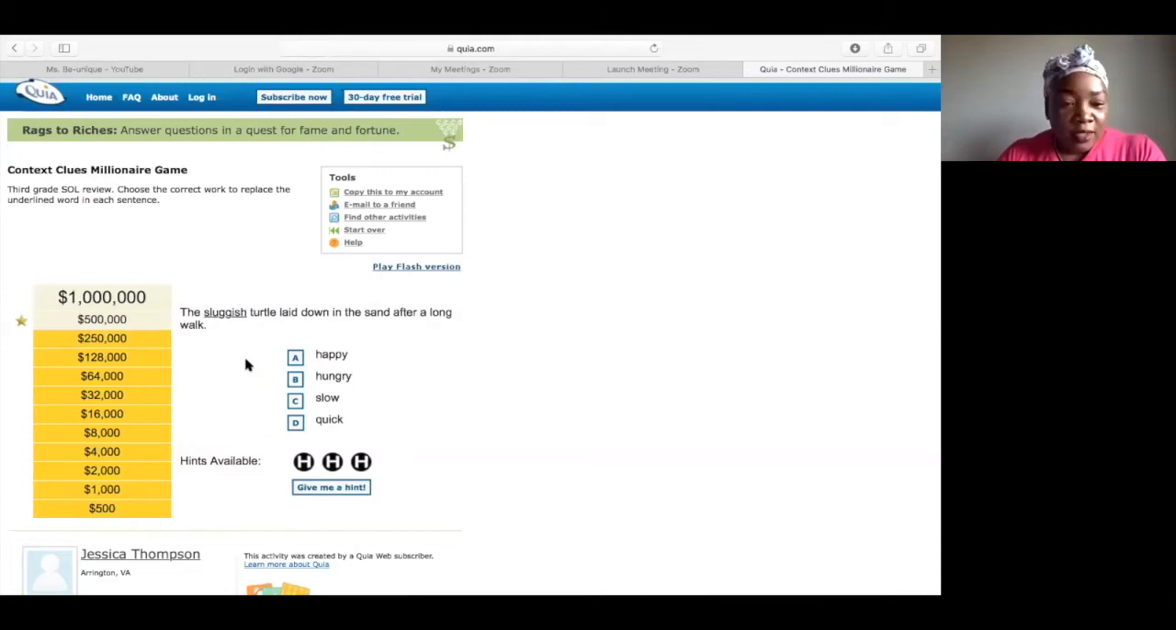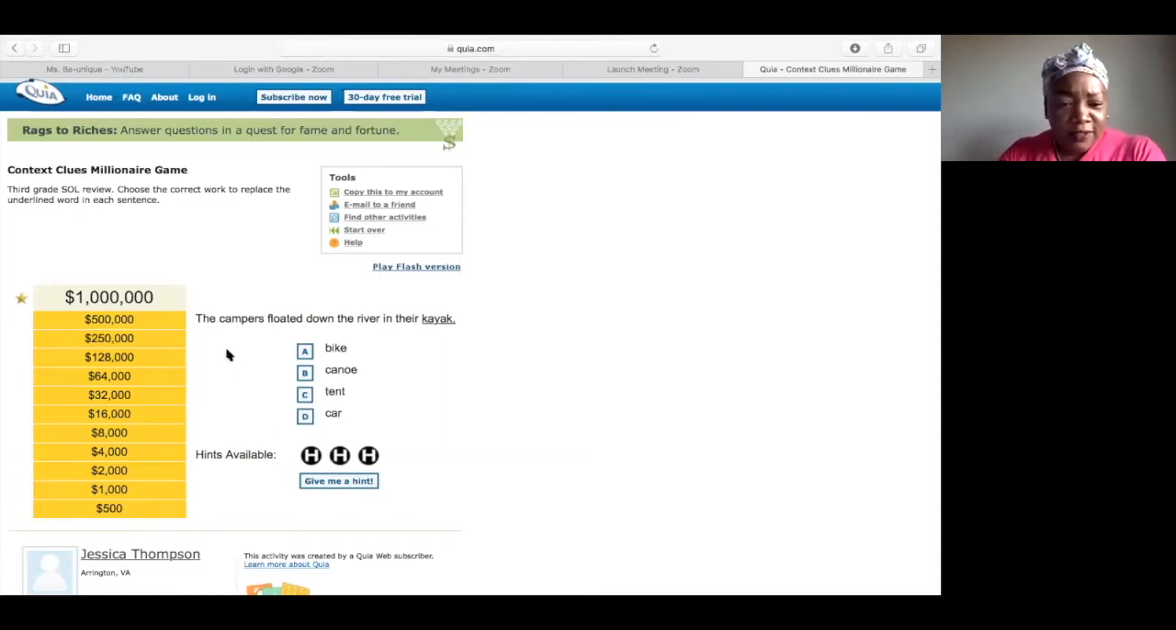All right, looking at the word sluggish. The sluggish turtle lay down in the sand after a long walk. Okay, someone saying the sluggish, you all are saying C? Okay, good. Very good.